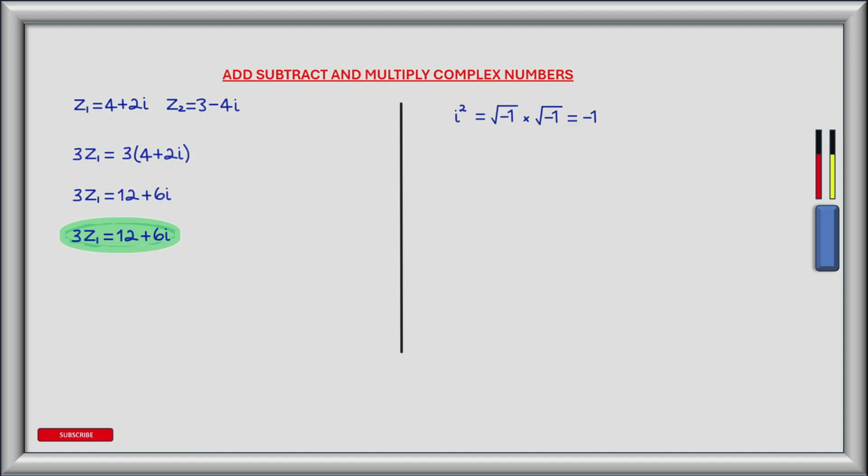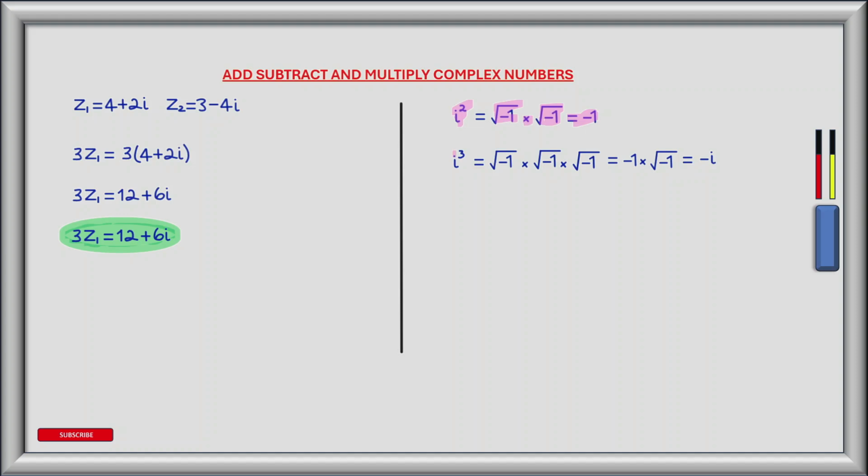Now let's see what happens when we multiply i by itself. So i multiplied by i will give i squared. Now i is equal to the square root of minus 1. So therefore i squared is the square root of minus 1 multiplied by the square root of minus 1. So multiplying these together gives us minus 1.